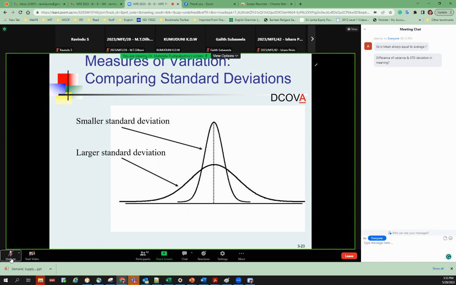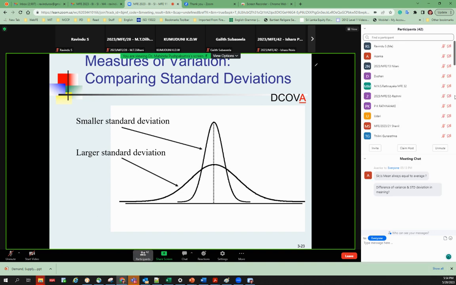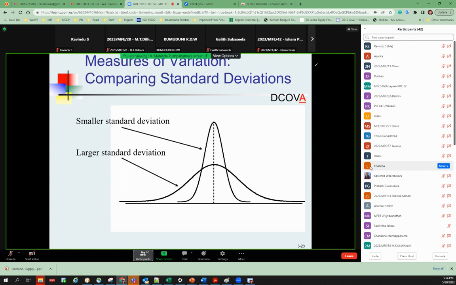Excuse me, sir. The standard deviation is used for comparison between different data sets, is it? Yes, if you want to make a comparison between two data sets, one measure you can use is the standard deviation. Then we have another measure called coefficient of variation. That is the most suitable measure for comparison. In the next few slides we will discuss this one.